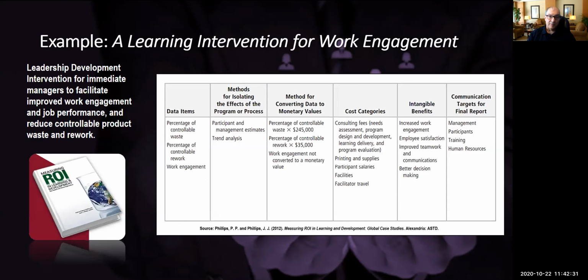So back to our example, learning intervention for work engagement. Data items. You may recall from the V diagram or from the business alignment and the data collection plan, our level 4 items were percentage of controllable waste, percentage of controllable rework, and work engagement. Methods for isolating the effects of the program: participant and management estimates corrected for error.